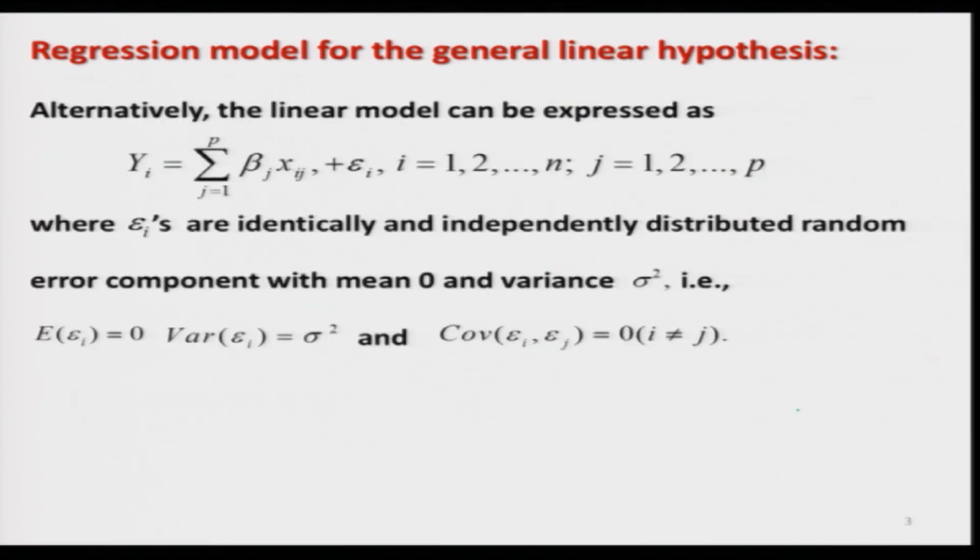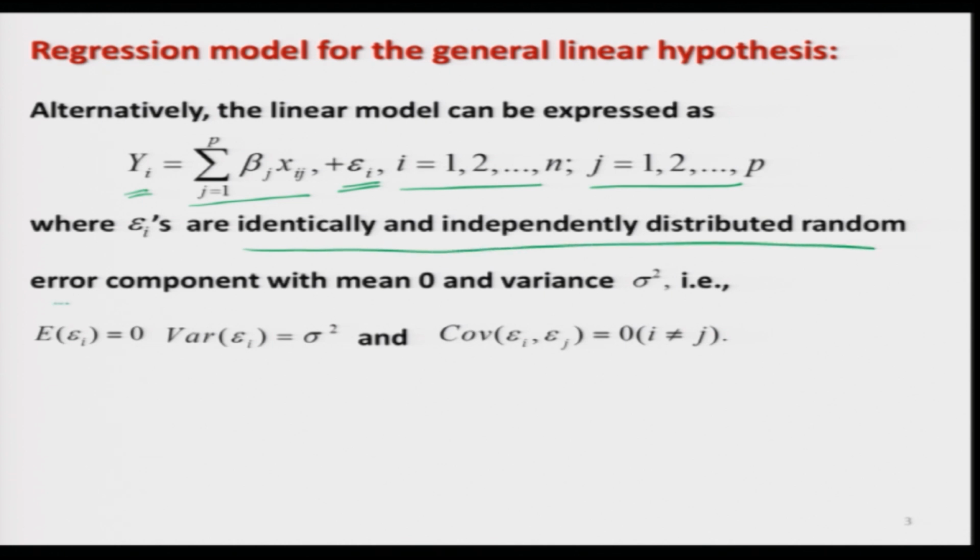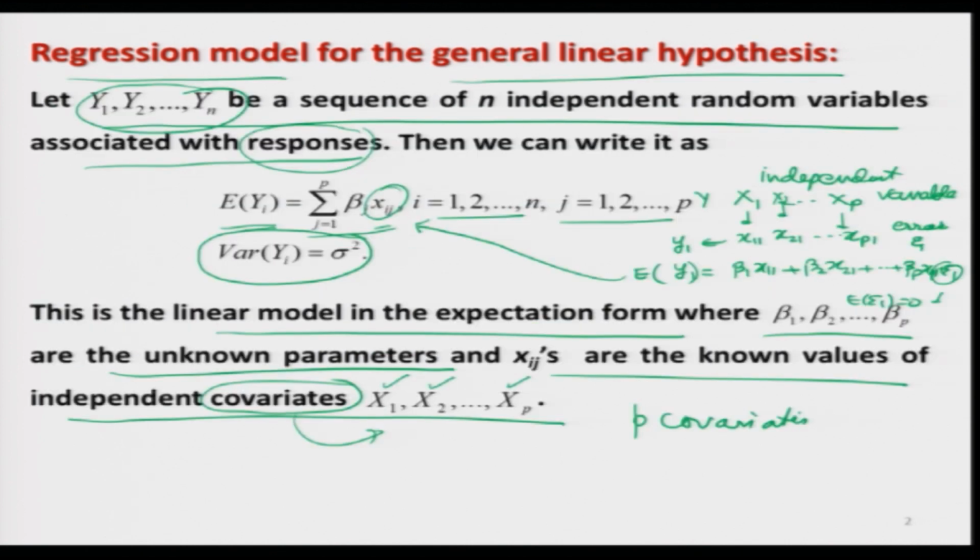And in case you want to write the same thing by introducing a random error component, then we can write the same model as yi is equal to the summation over j from 1 to p of beta j xij plus epsilon i, where i goes from 1 to n and j goes from 1 to p. Here the epsilon i's are IID, that is identically and independently distributed random error components, and we assume that each epsilon i has mean 0 and variance sigma square. So, we can write that the expected value of epsilon i is 0, the variance of epsilon i is sigma square, and the covariance between epsilon i and epsilon j is equal to 0 for i not equal to j. In this case you can see that this is another form of the same model that we have considered here.